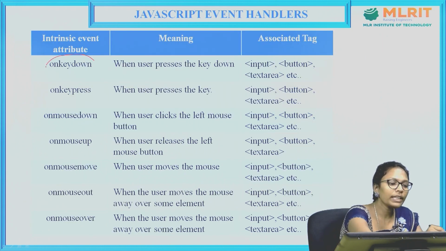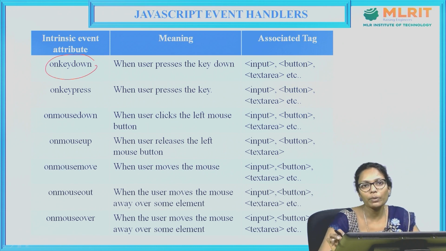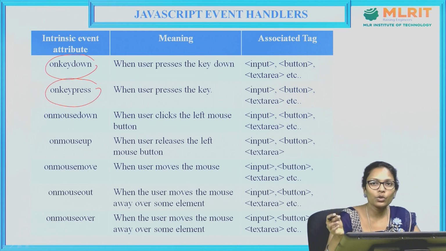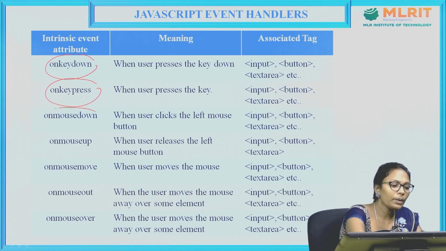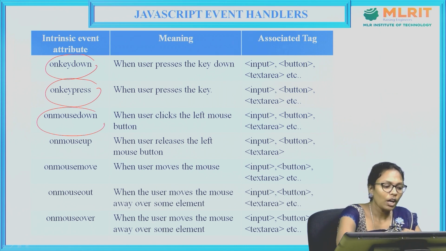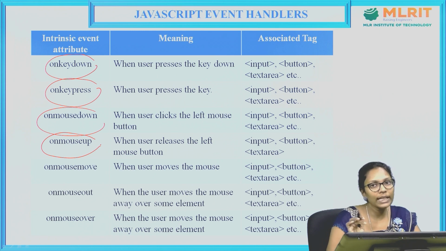Next, onkeydown. Whenever you click on some keyboard key, then this event will occur. Onkeypress: press in the sense, it includes both press and release. That means when you click on a key, that is nothing but press. In that press, we have down and up. Onmousedown, whenever you click on the mouse, the mouse button position will be down. Onmouseup, whenever you release that, then the position will be up.